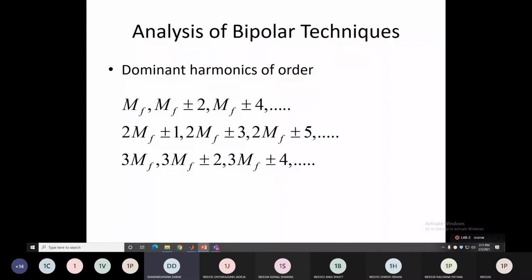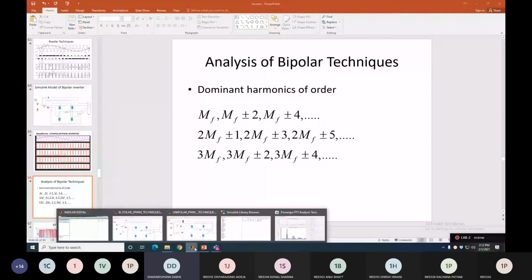Clear? Suppose you take the carrier wave frequency as 2000 Hz. In that case, what is the dominant harmonic? If your carrier wave frequency is 2000 Hz and your reference signal is 50 Hz, what is the dominant harmonic? 40. The 40th order harmonic? Yes or no? Can you check it in your simulation?